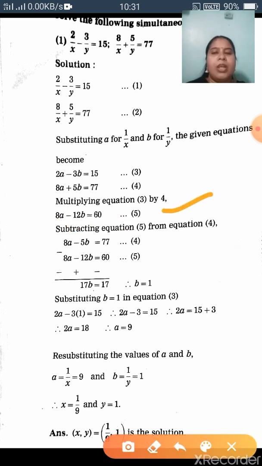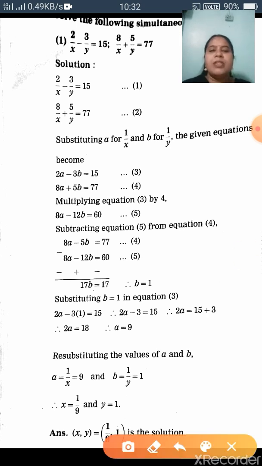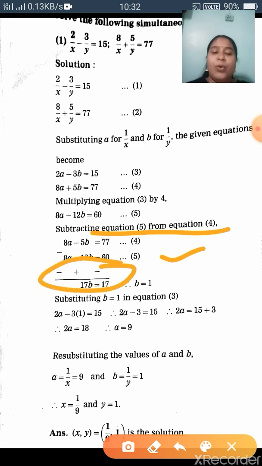Number them properly. Now, equation number 5 and equation number 4, we have to simplify further. Now, how is it to be simplified? Look at these terms, 8a and 8a. These terms are similar. If these terms are similar, I should use the concept of same sign subtract. So, my next step is subtracting equation 5 from equation 4. Then what will happen? For equation 5 written down here, I have to change the sign of all these terms. I hope you remember that.